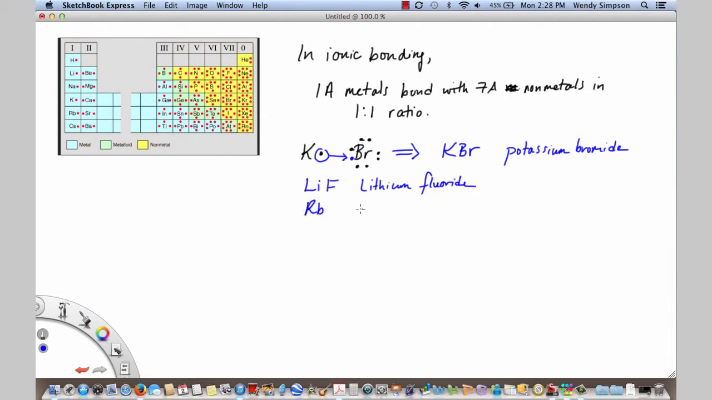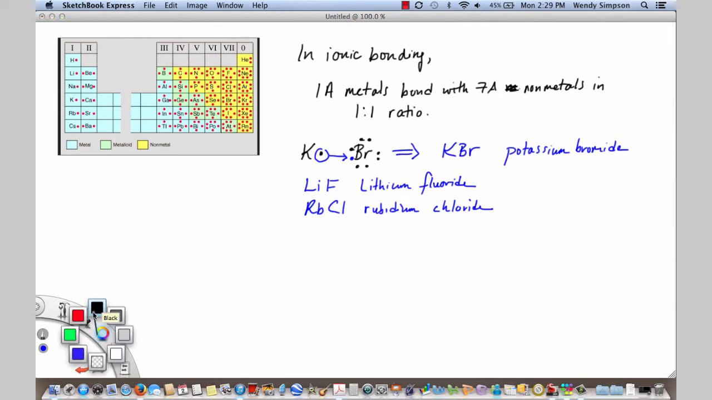Rubidium could combine with chlorine or any other 7A element to make rubidium chloride. So these are ionic compounds made of 1A metals and 7A nonmetals.